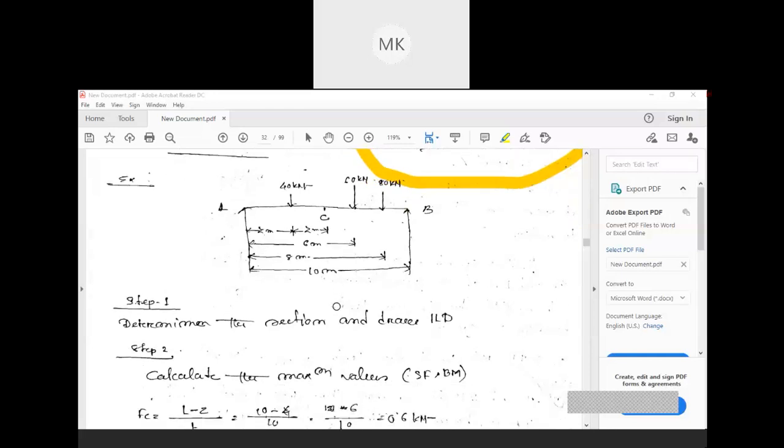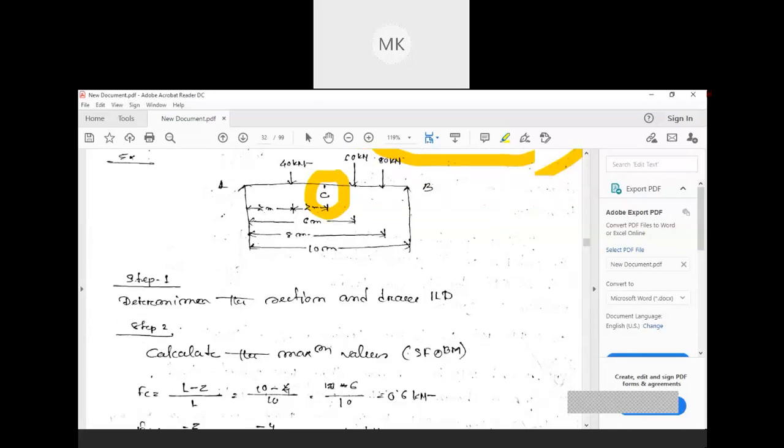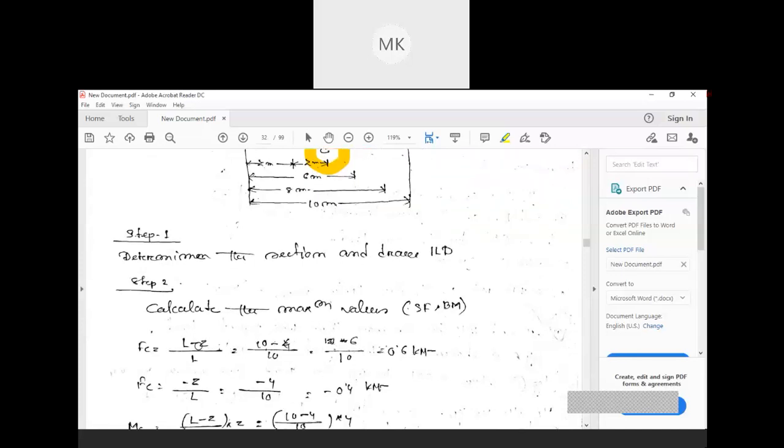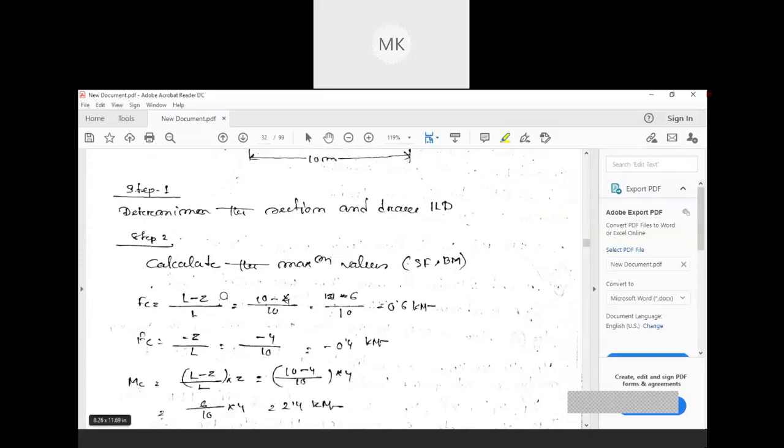So what we need to do for finding the ILD, the influence line diagram, at this point C? Remember, first of all, these are the steps. Determine the section and draw the ILD. Next, we need to find the FC value and the MC value. For that, we already know the formula: FC is given by L minus Z by L, or FC is minus Z by L.